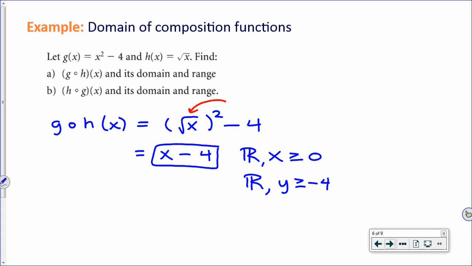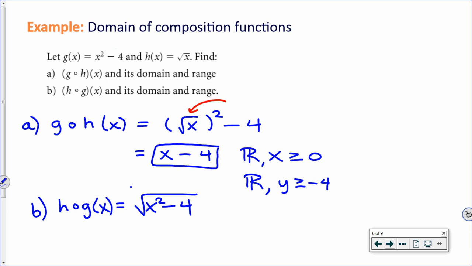And then h of g of x, just to finish the example, would be to put the g function into the h function. So in that case, we'd be starting with the h function, which is root x, but in place of x, we'll be putting the g function. This time there is nothing really to do to simplify it, so I'm just going to box it and then think about the domain.